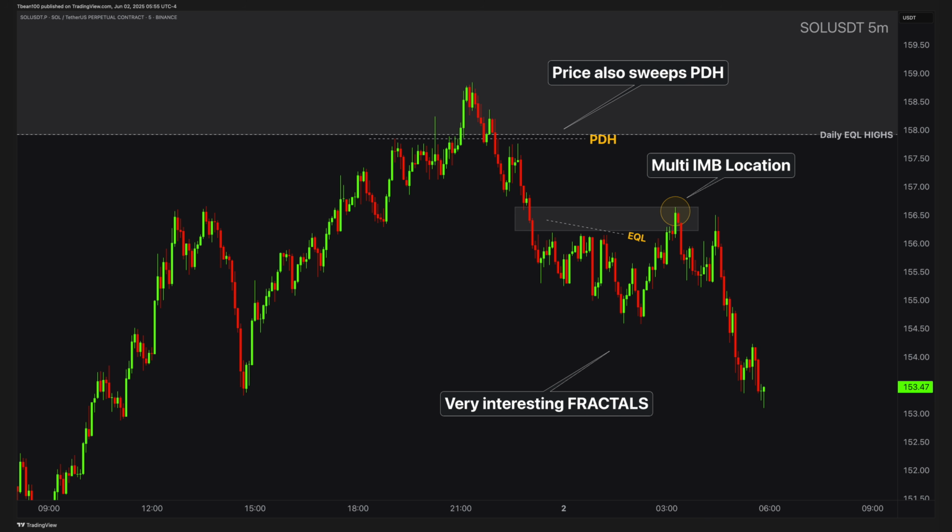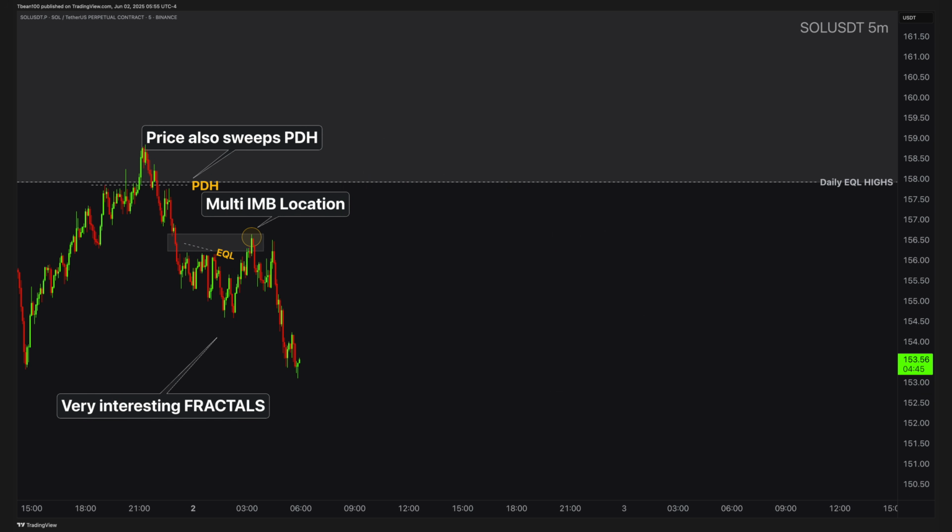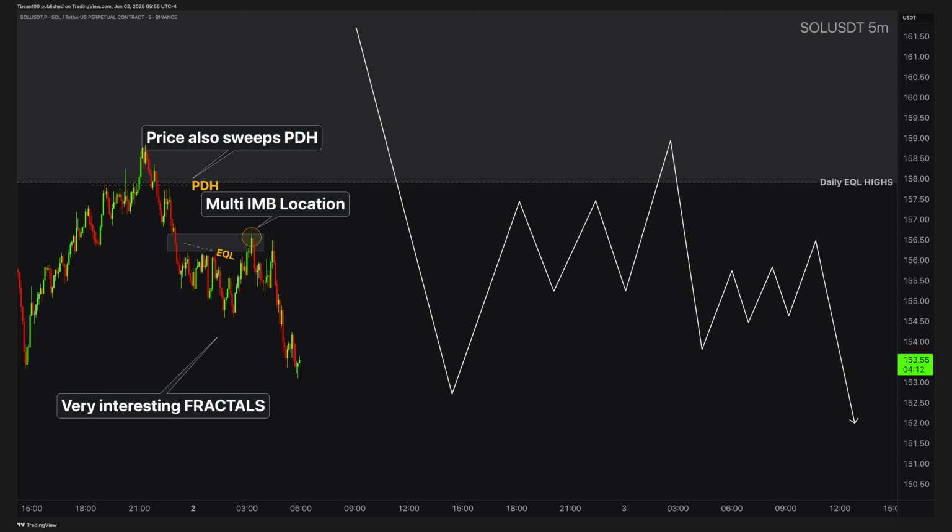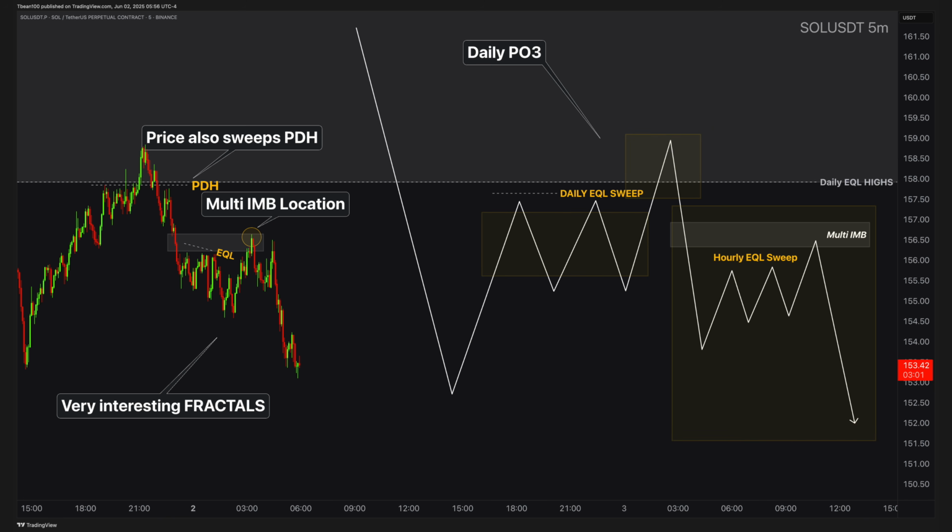What is a fractal? It is basically the same price action, the same patterns that happen in multiple time frames. Do you remember the daily power of 3? We had this daily equal high sweep with the daily imbalance. Accumulation, manipulation, and the distribution. Remember, this was the daily time frame.